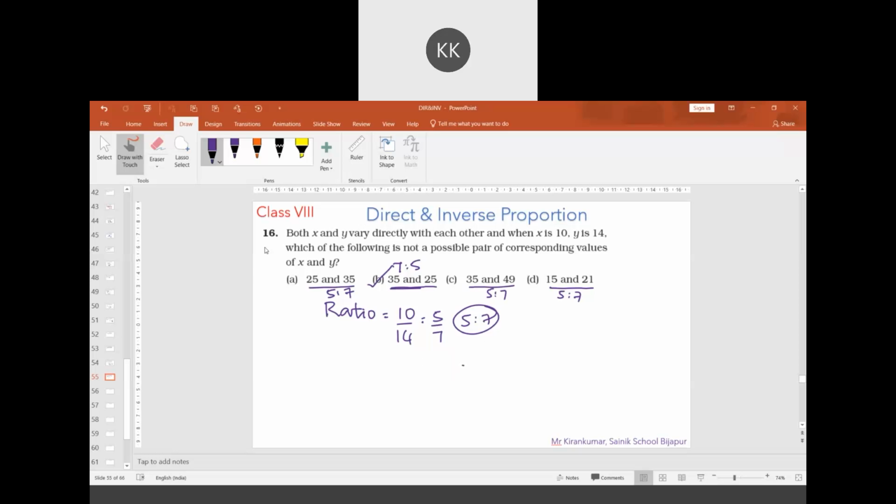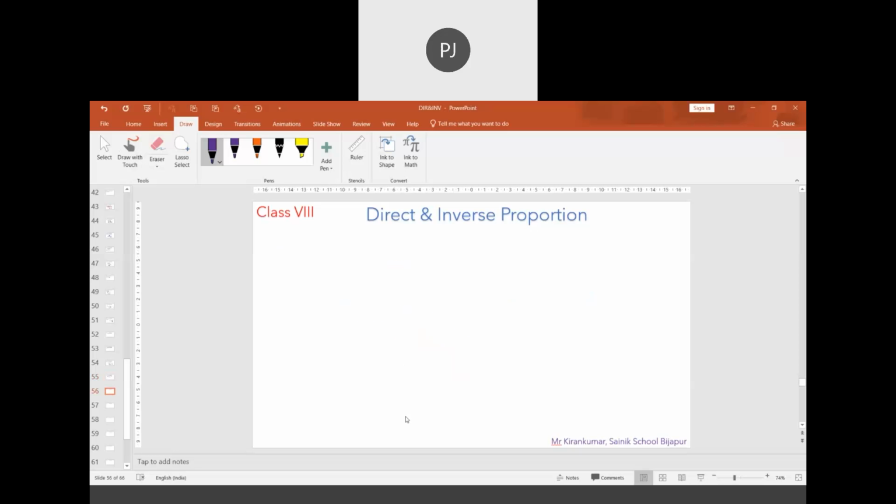So 16 objective type questions were there. I have solved all the 16. Shall we stop this chapter now and we'll continue with the new chapter? Which chapter do you want me to continue? Which are the chapters left out?